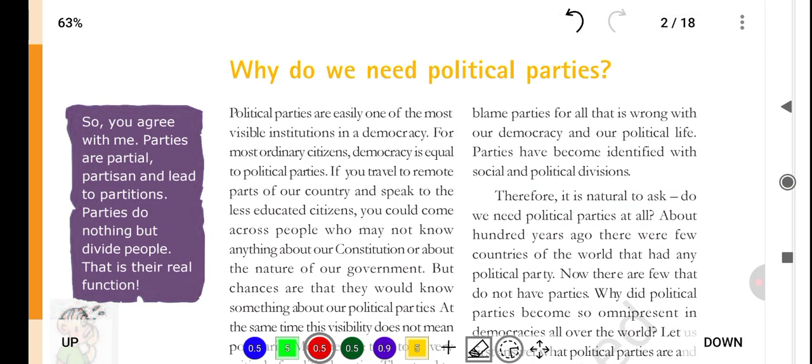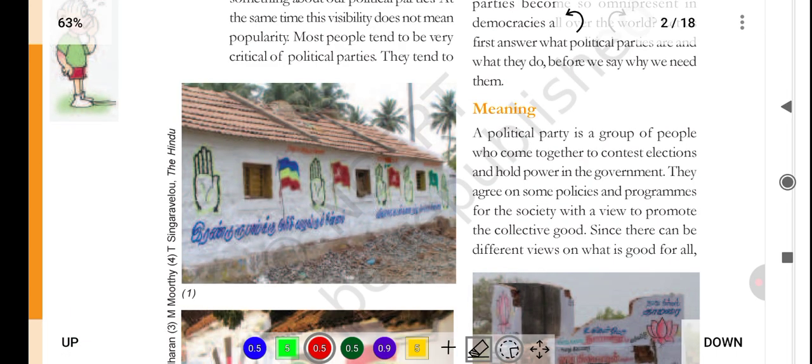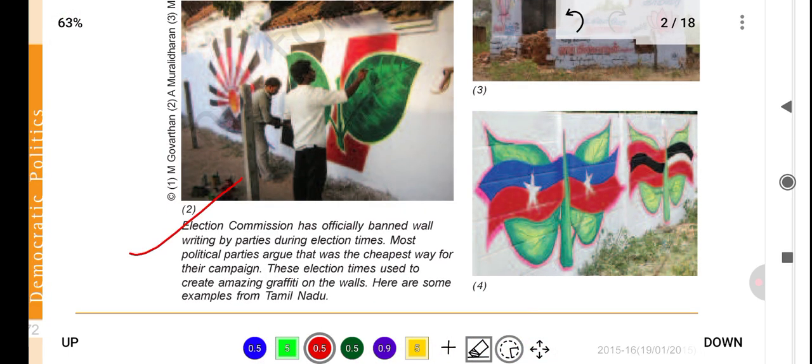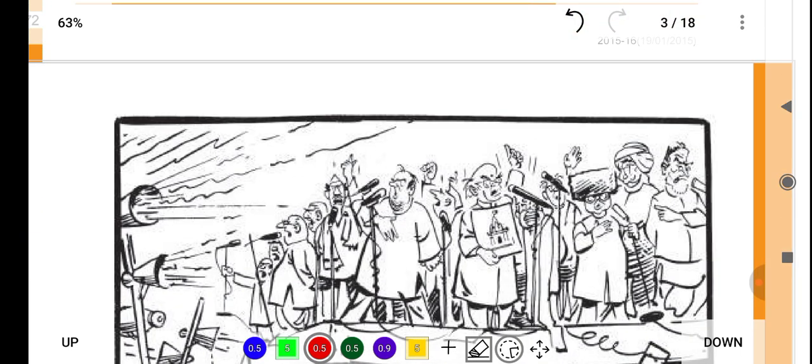Why do we need political parties? And this cartoon, you can pause the video and read this question. You can see various regional and national political parties campaigning by painting on the walls. So what is the meaning of this? You can see the Election Commission has officially banned this kind of wall writing by parties, but still they use this because these are the cheapest way. Okay, so you can see election campaigning before election.